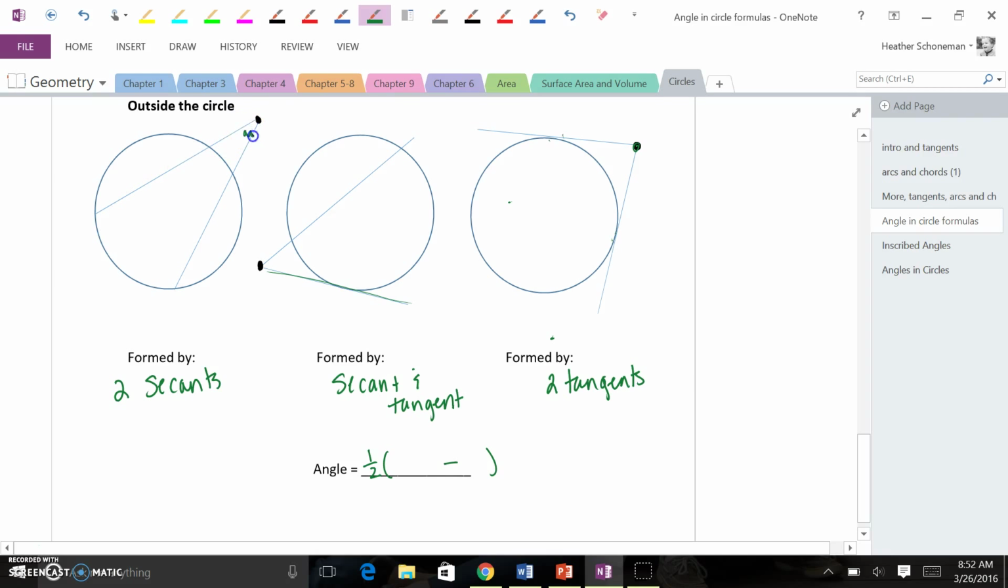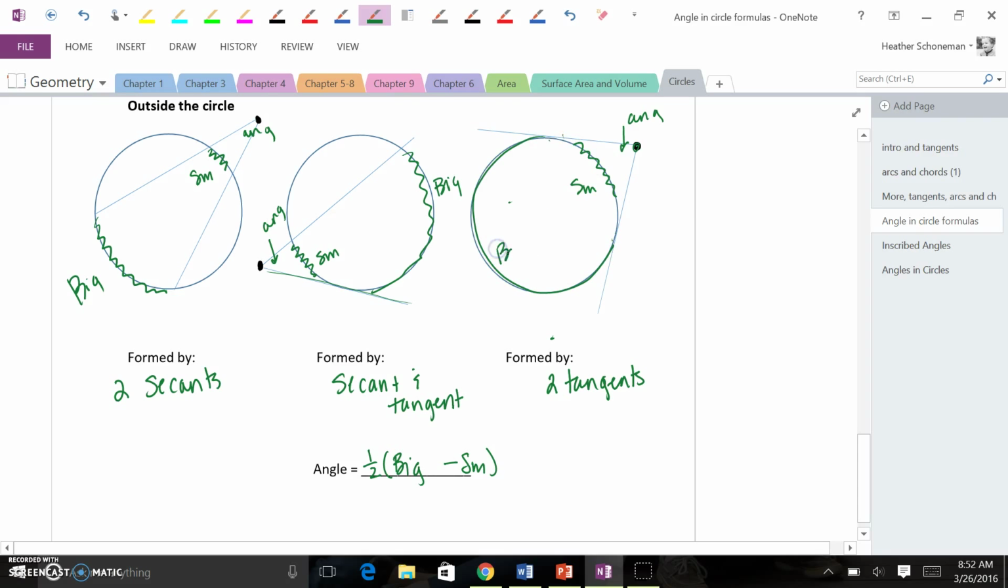And now we need to look at it. Well, here's the angle, and then the angle intercepts these two arcs. When it's inside, you added them together, but when it's outside, you're going to do 1/2 the big arc minus the small arc. So this would be the big arc. This would be the small arc. This would be the big arc. This would be the small arc, and right here would be the angle. This would be the angle. This is the small arc, and this whole thing around here is the big arc.